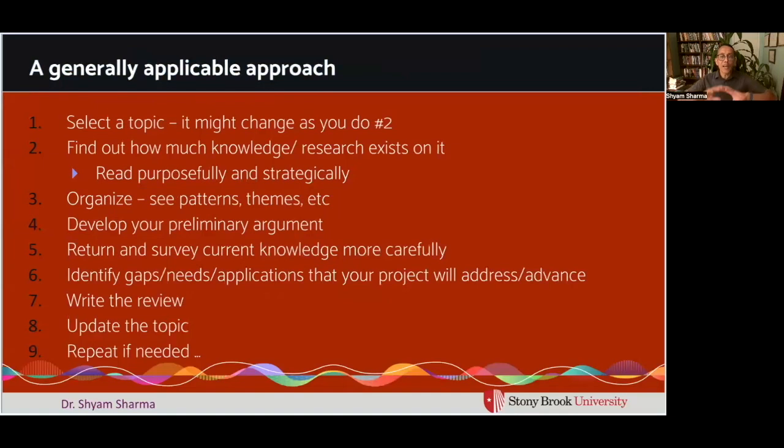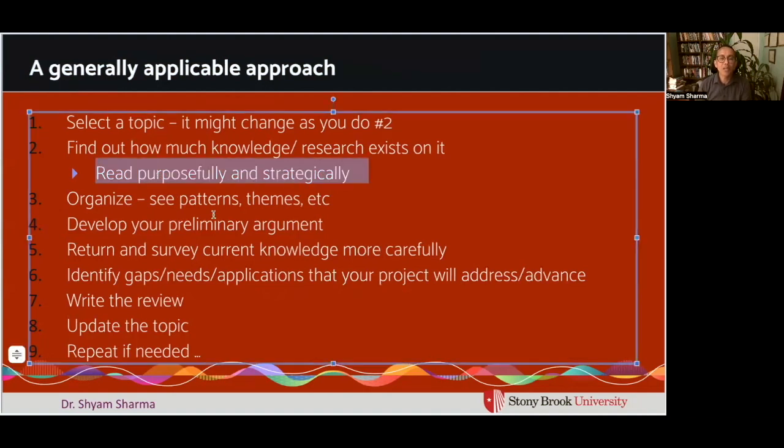But when you begin to write your literature review, let's look at a general approach. First, of course, we select a topic, and the topic may evolve or change along the way. And then we find out how much knowledge or research exists on it. It is extremely important to read purposefully and strategically. When I'm doing literature review, I do not read things normally.